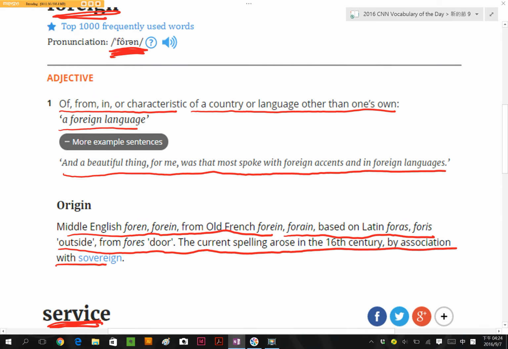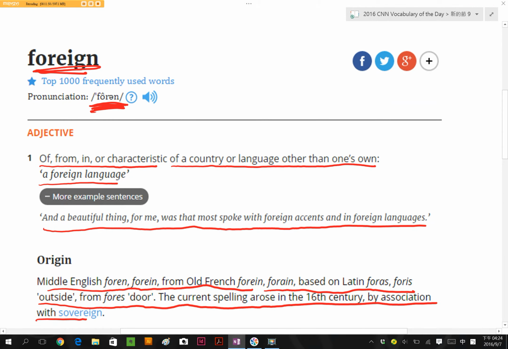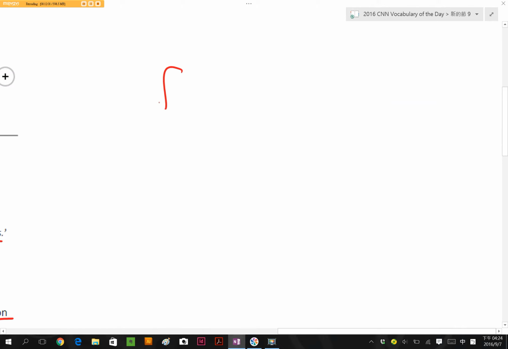Okay, students, now is the time we're going to redefine these two vocabulary words using phonetics, advanced pronunciation and spelling rules.